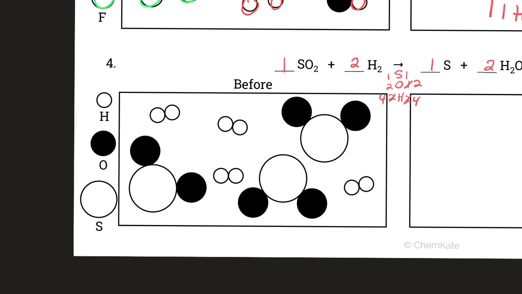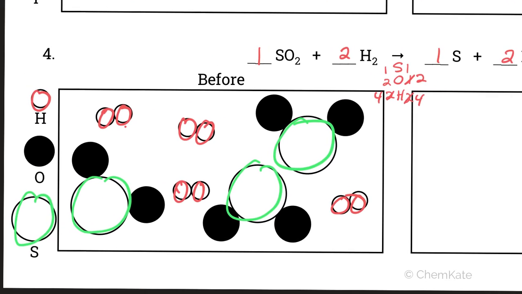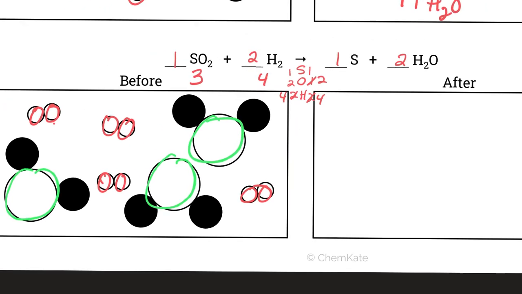This one's not too bad. I mean, like I said, you don't have to use different colors to do this. You can kind of see the difference here pretty easily. Sulfur, I'm just going to do as green. All right, so what is my total for the SO2? I've got 3 of them. How many molecules of H2 do I have? Okay, now I'm ready to do my problem.